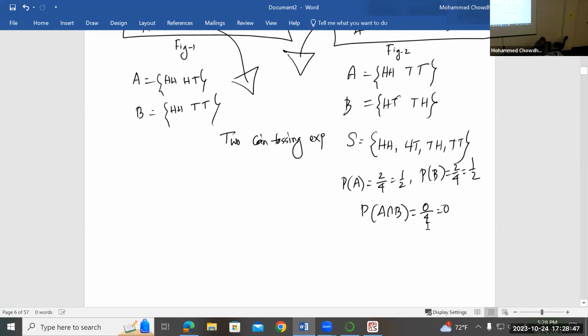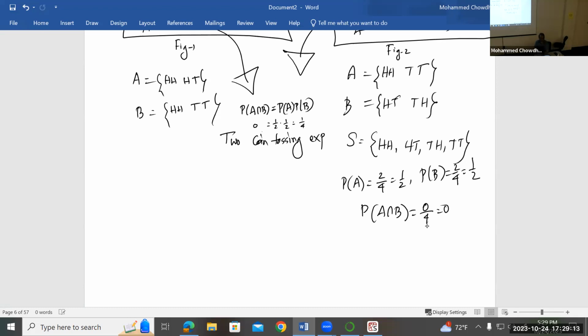I show the condition. What was the condition? The condition was that probability of A intersection B equals probability of A times probability of B. That is the condition we are checking, right? So this is equal to what? For this case, this is equal to 0. This is equal to half. This is equal to half. So it is equal to 1/4.